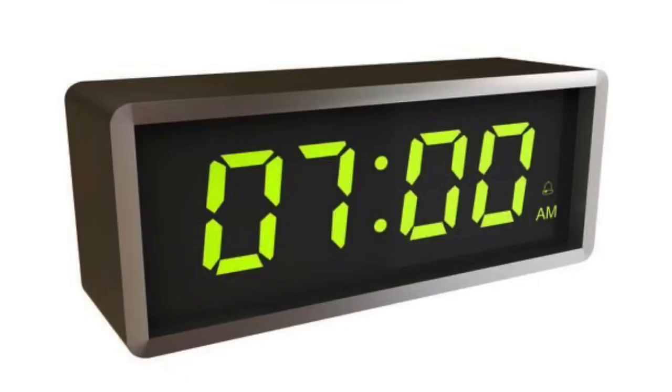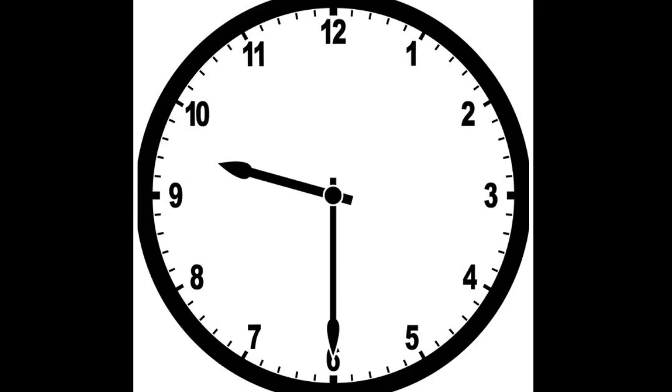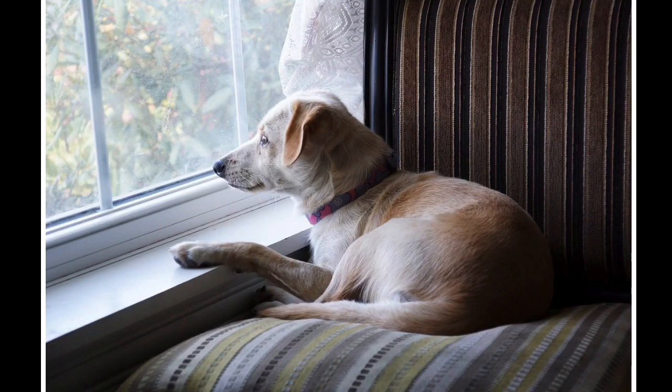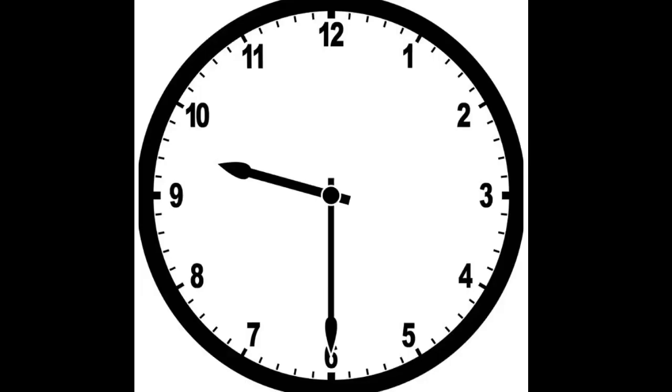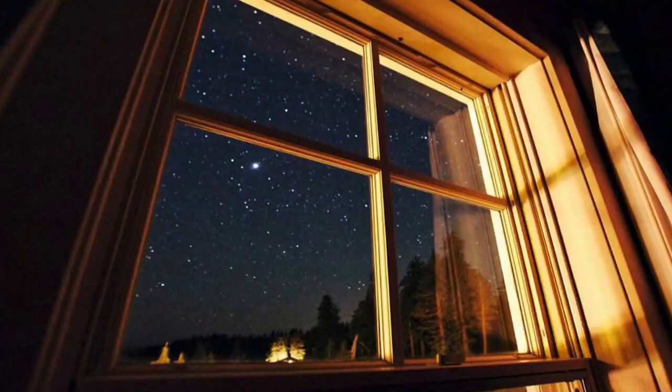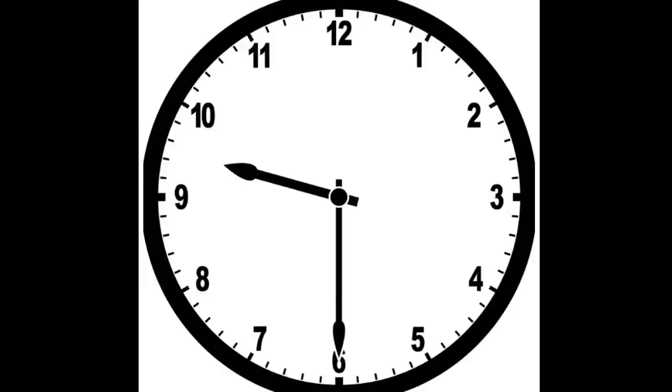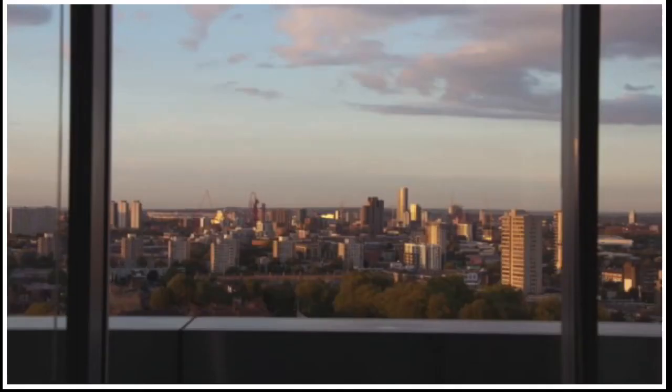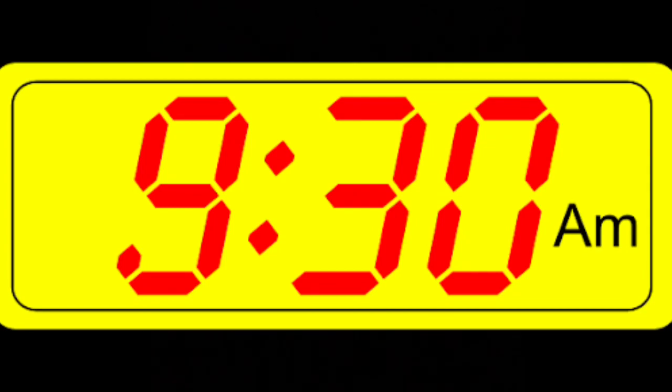For digital times, they usually have an AM or PM on the microwave, on the stove, or on your watch. But for clocks, they usually don't have an AM or PM sign on it. So it's more on you to look outside and see whether it's nighttime or whether the sun is out. If the clock says 9:30 and you look outside and it's nighttime, most likely it's 9:30 p.m. If the clock says 9:30 and the sun is out, it most likely means that it's 9:30 a.m.